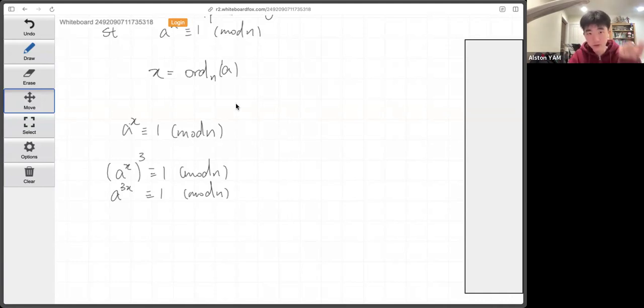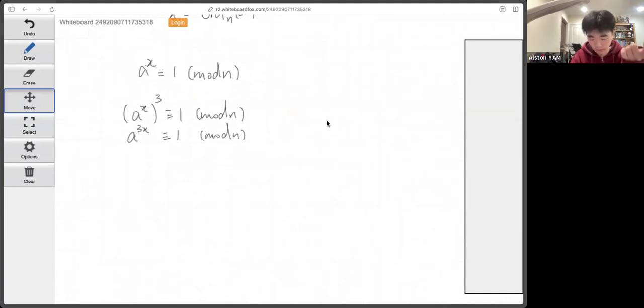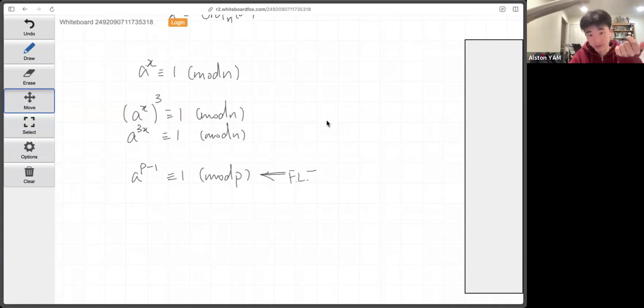Specifically, if you just look at the thing I said earlier, where we have a to the p minus 1 congruent to 1 mod p. This is by Fermat's little theorem, right? FLT.